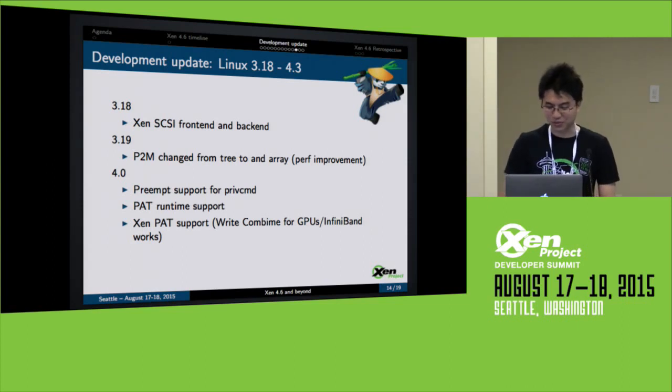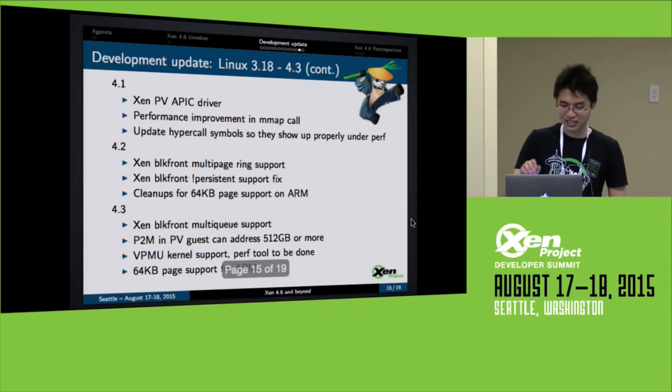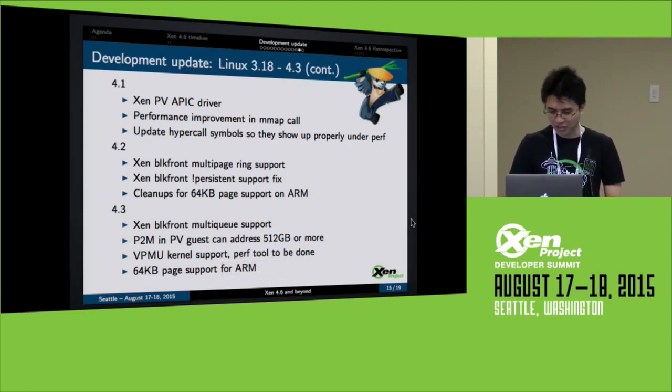And then this Xen PAT support. So now write combine. Sorry, another typo here. Write combine for GPU and InfiniBand works. And then in 4.1, we have added Xen PV Epic support. And we also improved the performance of mmap calls, and then updated hypervisor symbols so that they can show up probably under perf.